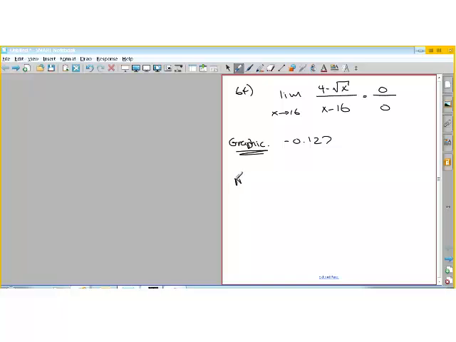Okay, numerically. We're just going to find some numbers near 16. So let's use x equals 15.9. Plug that into our equation. So f of 15.9 is 4 minus the square root of 15.9, divided by 15.9 minus 16.